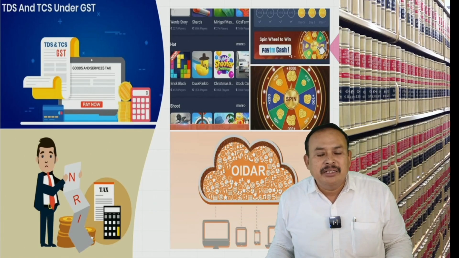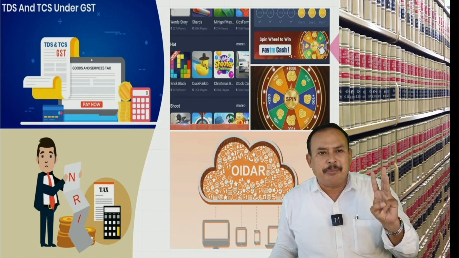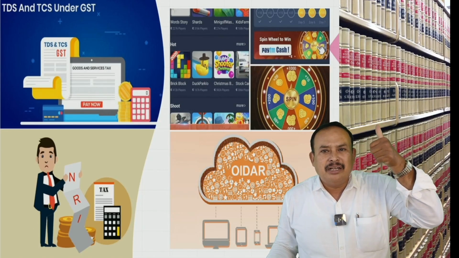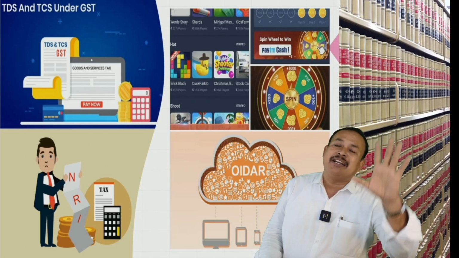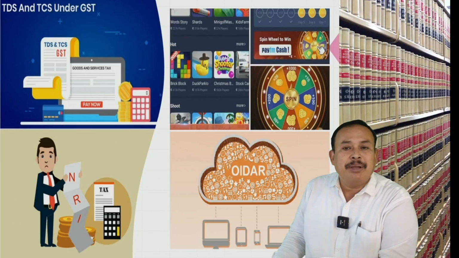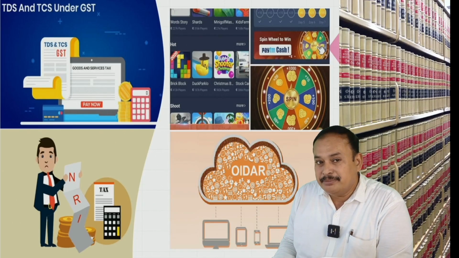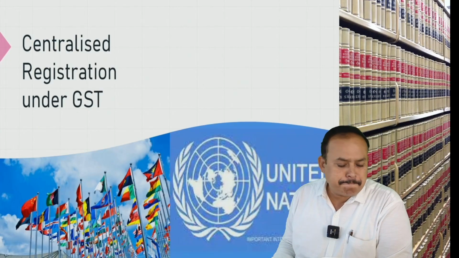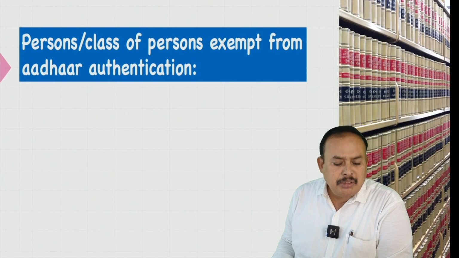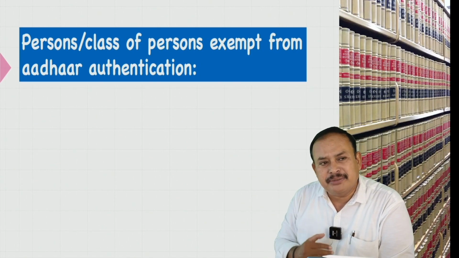Got the point? How many of them are there? TDS, TCS, NRTP, OIDAR, online money gaming. For all these categories, registration will be granted without having a PAN number. Is it clear? Furthermore, there may be a question in the examination.